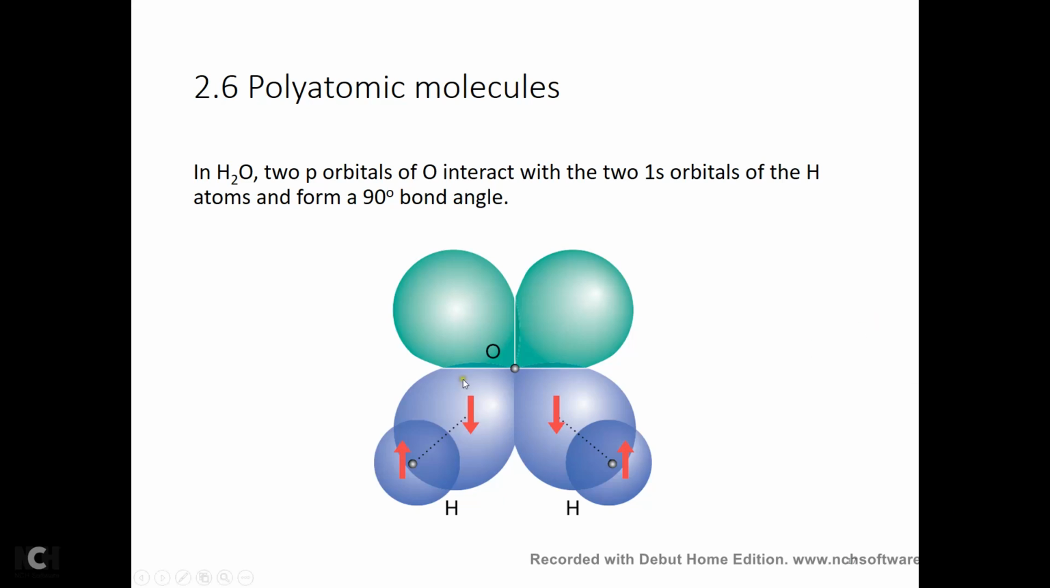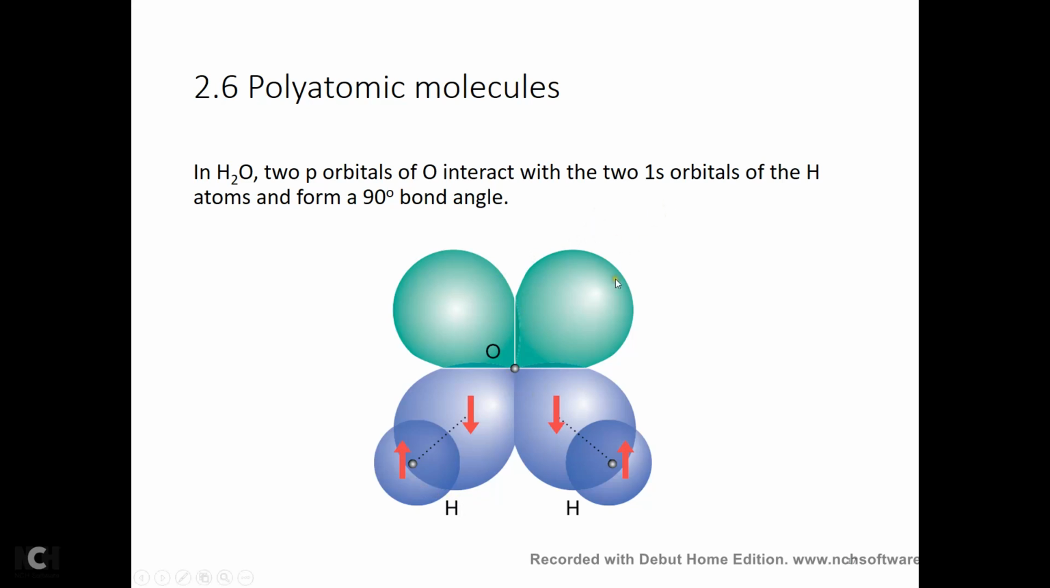And this is the diagram. So you have, let's say this is 2px, let's say this is 2py. The 2px contains only one electron, so it overlaps with the 1s orbital of this hydrogen and forms a bond. We have these two electrons being paired. And now this 2py again forms a sigma bond with this 1s orbital of the other hydrogen atom. Now we have two bonds. So it does explain that in water there are two OH bonds.